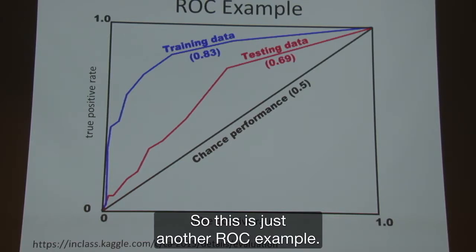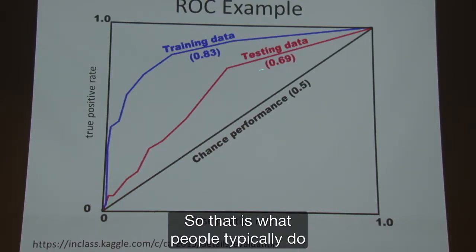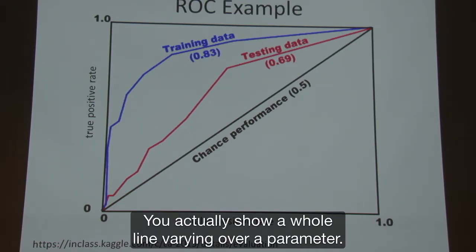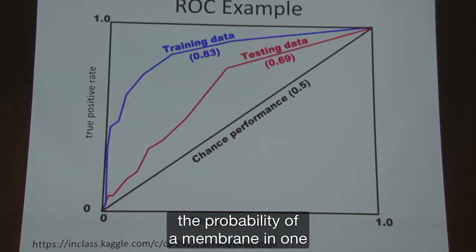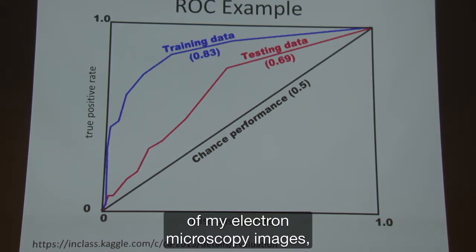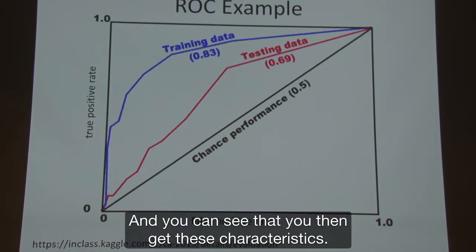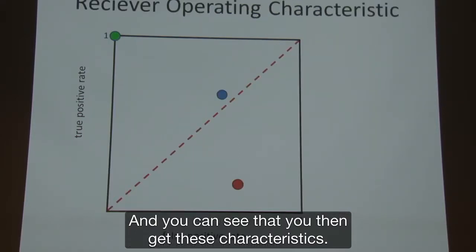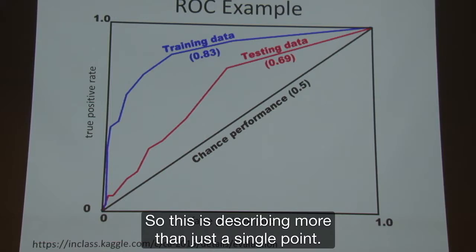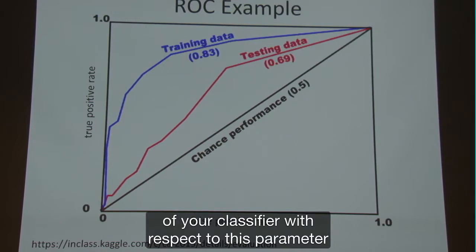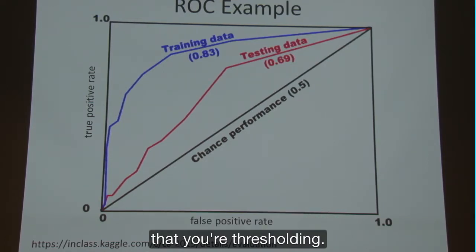So this is just another ROC example. What people typically do is you don't just show one point. You actually show a whole line varying over a parameter. For example, if I have a classifier that gives me the probability of a membrane in one of my electron microscopy images, I can vary that threshold and look at the classification mistakes I make. And you can see that you then get this characteristic curve. This is describing more than just a single point. You can actually see the behavior of your classifier with respect to this parameter that you're thresholding.